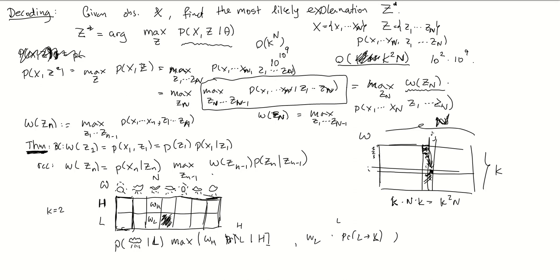In the last video, we talked about decoding. In decoding, we are given observations x, and we want to find the most likely explanation z star. So we want to find the z star, that's the argument that maximizes the probability of x and z under our hidden Markov model. So we figured out how to compute this omega table, where we have this recursion, and we haven't proven this recursion yet.